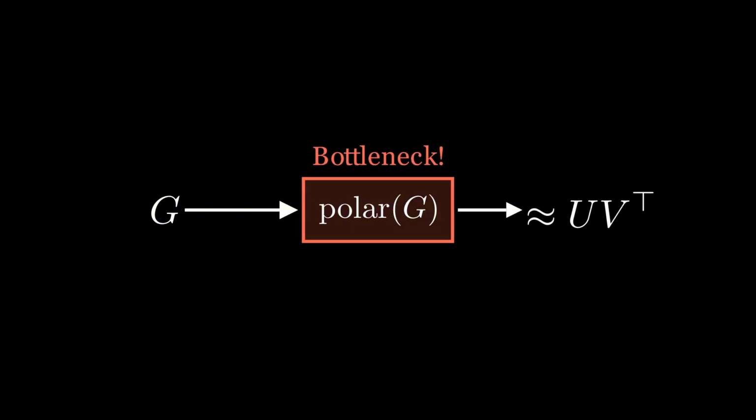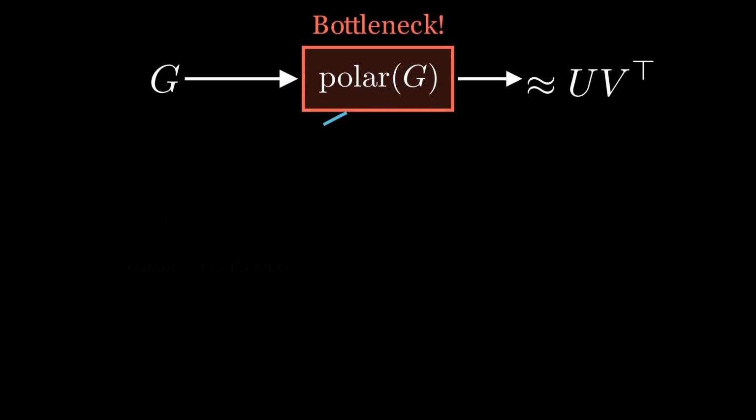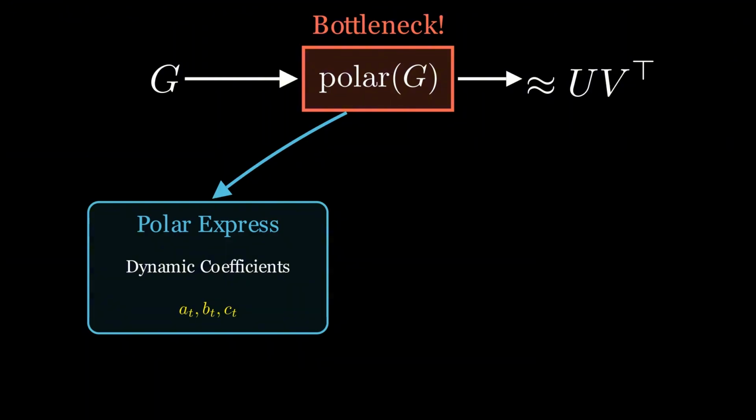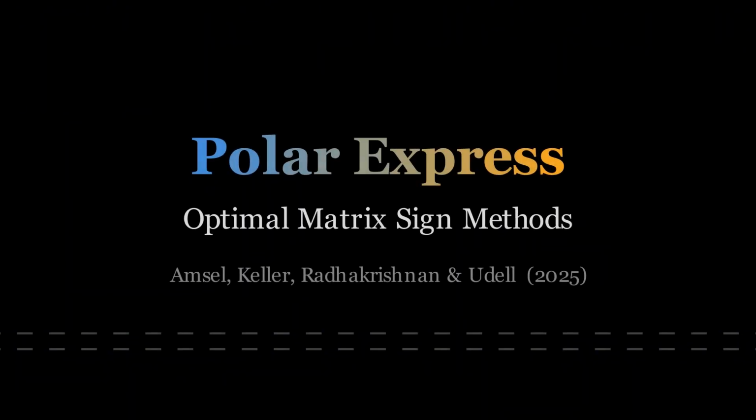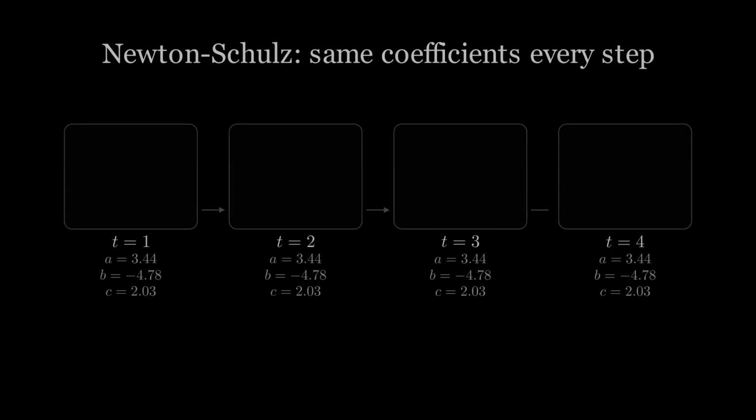Now, two recent improvements attack two different parts of that bottleneck. Polar Express, which changes the coefficients of our polynomial on each step, and Turbo-Muon, which uses a different preconditioning than just naive Frobenius normalization before iteration. So far, we've been using one fixed odd polynomial over and over, like the tuned quintic Newton-Schulz. And while that works, it is a one-size-fits-all choice.